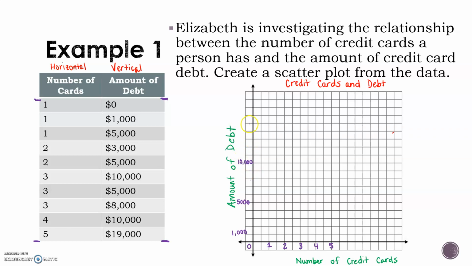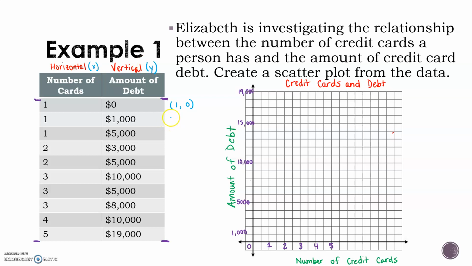11, 12, 13, 14, 15,000. This is 16, 17, 18, and then I'll put a 19 on the last one. All right, so now I have to think of these as ordered pairs. So I'm going to write them as ordered pairs. Remember that this is my horizontal or my x value. This is my vertical or my y value.